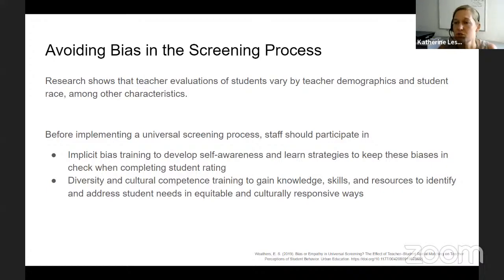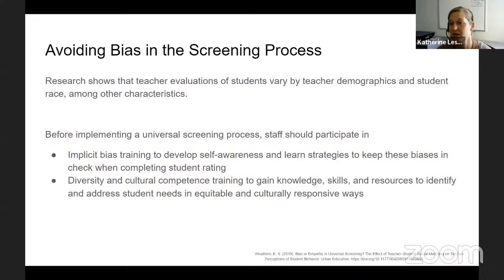But research also shows that groups of students tend to be over-identified. And this is particularly true for Black and Latinx students who are found to be over-identified using a universal screening process. And so thinking about that as you're selecting a tool, it's worth noting that the SABRS screener has been seen to have some of the least amount of bias when it's been used and researched in the past. And so that's something to consider.